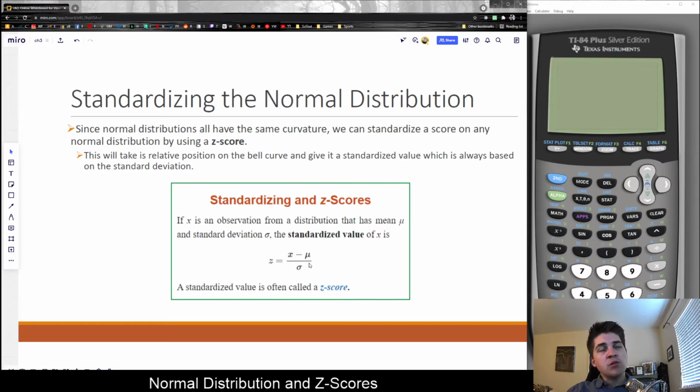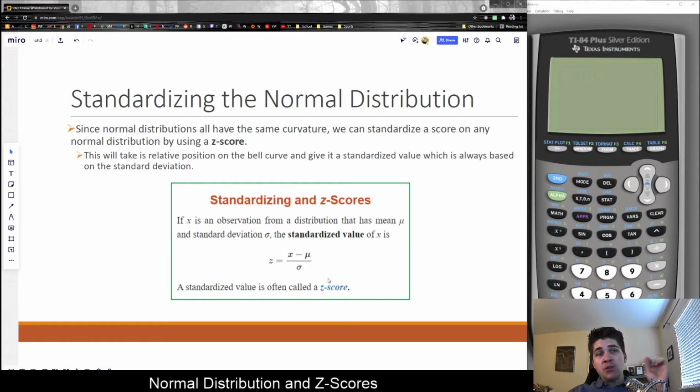And what this will do is give us a value like 1 or 1.5 or 2, which is with respect to the standard deviation, which is why we call it standardized. And the term z-score is what most people would refer to this as. It's just another word for standardizing it.